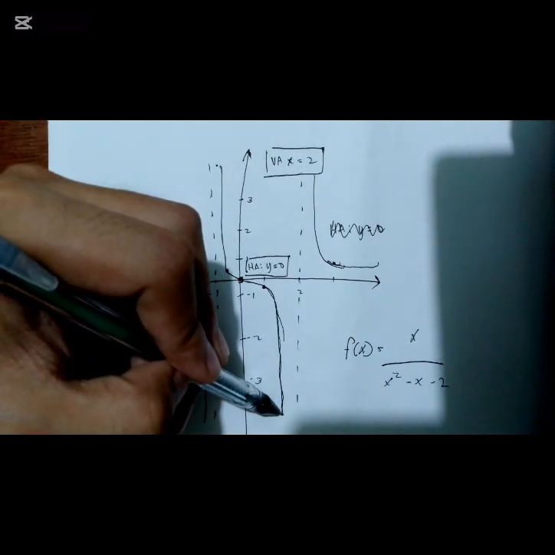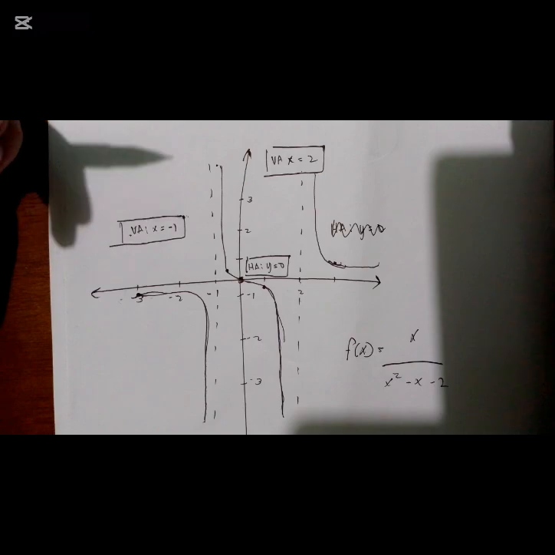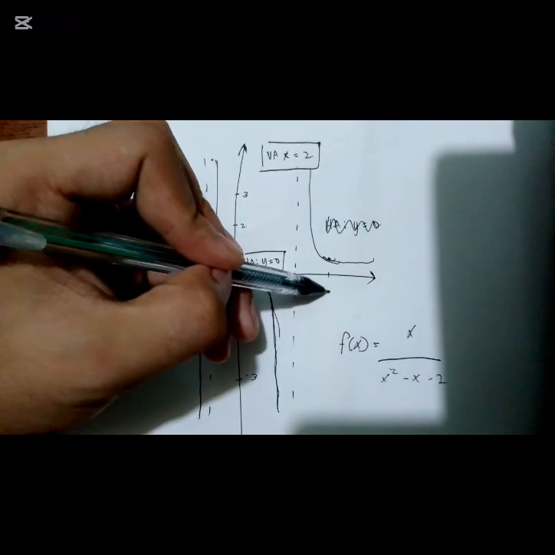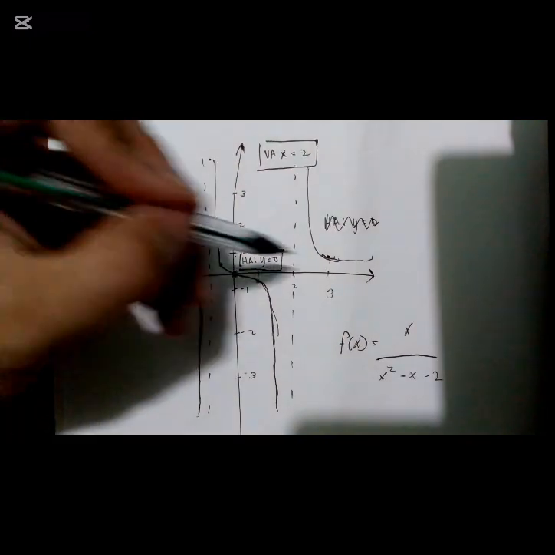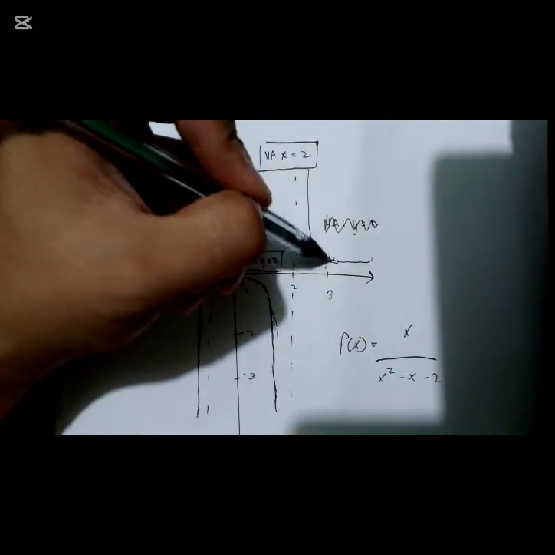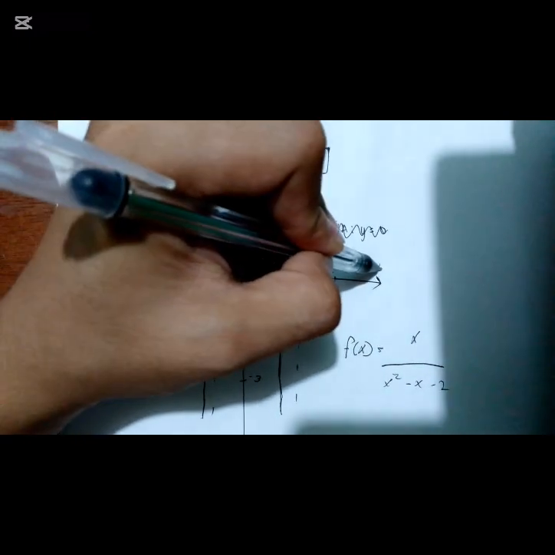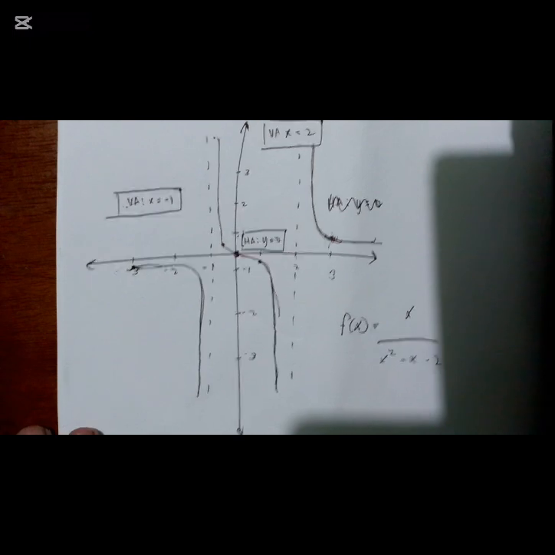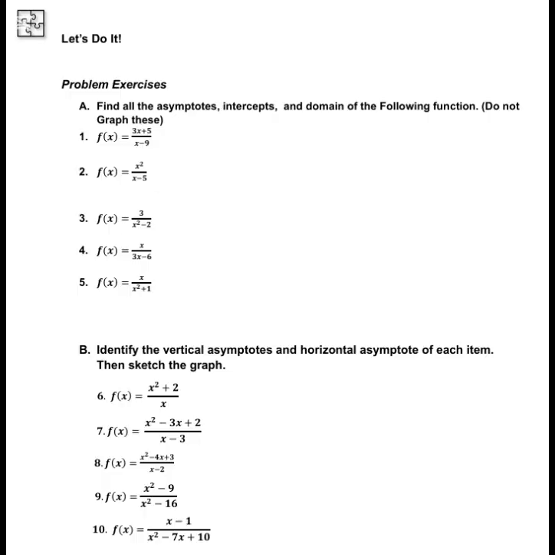It should not touch the vertical asymptote. The last point is 3, which is here, 3 and 0.75. So it will not touch the vertical asymptote x equals 2. So that's the proper graphing of a rational function.